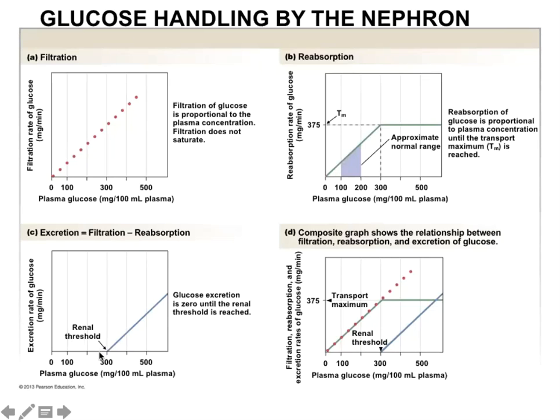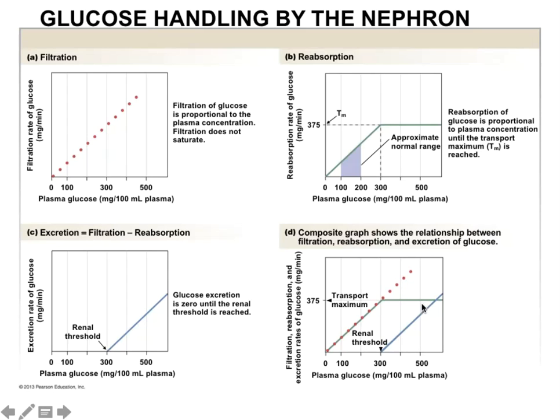Until your blood sugar level reaches the renal threshold. That's when this is made. When you go over the renal threshold, you start to have excretion because you reach the transport maximum. After the renal threshold, you start to have excretion. And it's a linear relationship because once you reach the maximum, the filtration minus the reabsorption equals excretion. The more you filter in, the more will be excreted out.